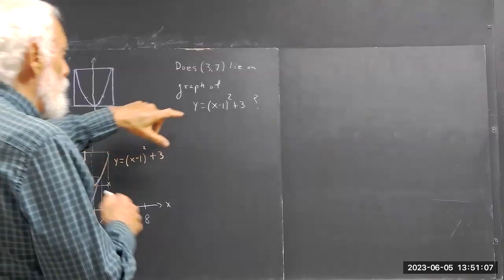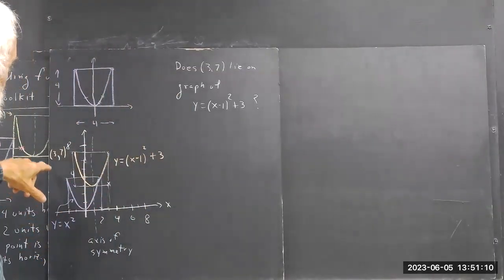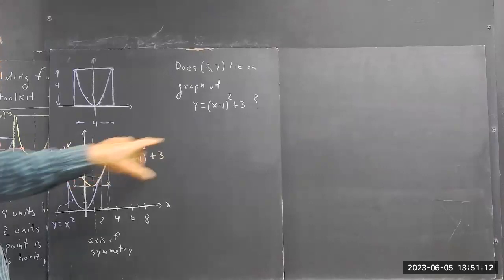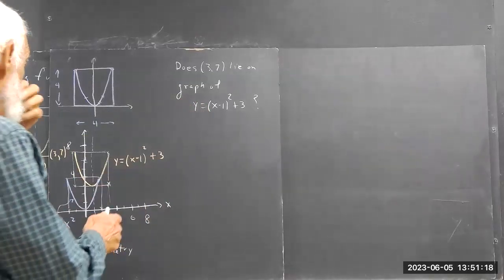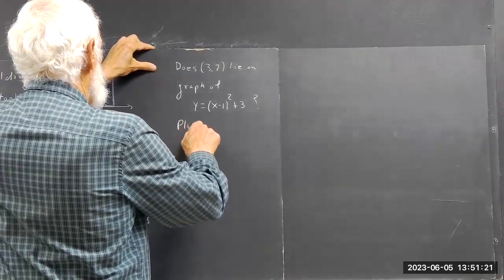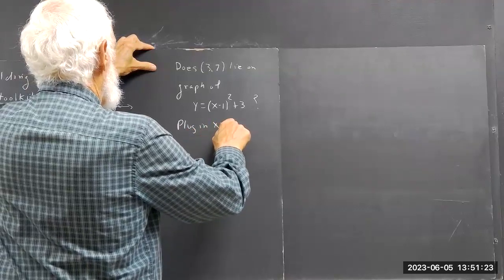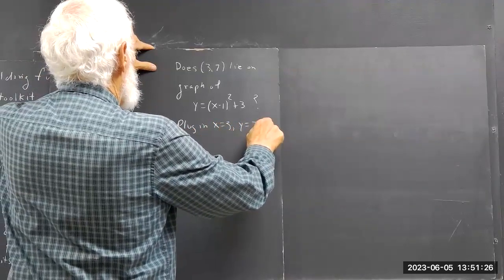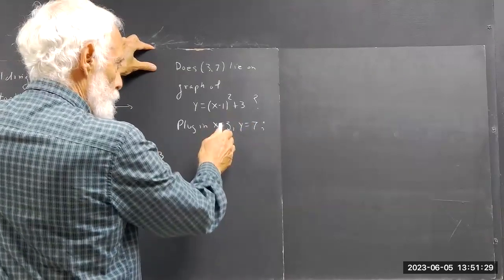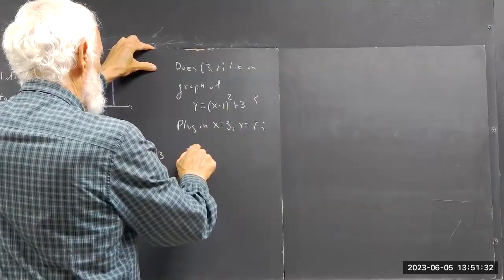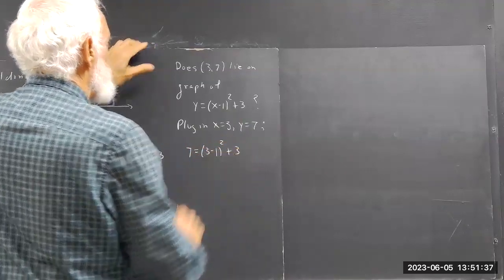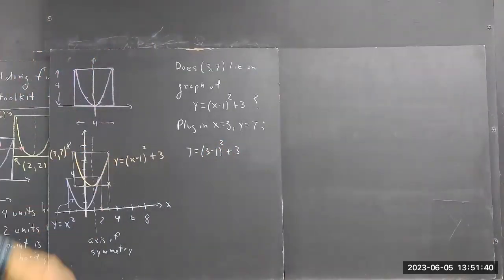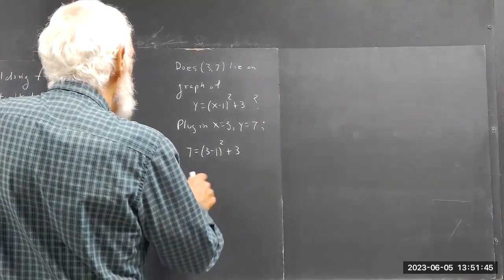Okay, so what we want to say is, if x equals 3 and y equals 7, do those coordinates satisfy this equation? You should get 7 equals 3 minus 1 squared plus 3. Work that out, and be sure you do work that out. Take whatever time it takes.